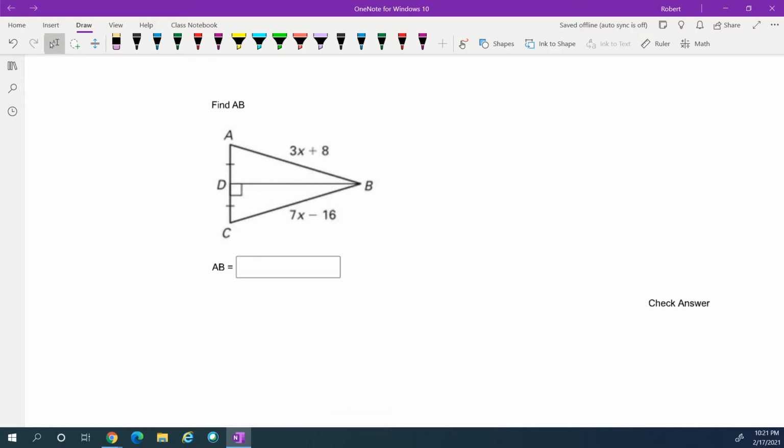Same exact question, the picture's just rotated. B is on the perpendicular bisector, so it is equal distance to A and C. 3x plus 8 equals 7x minus 16. So we're going to get our x's to the same side. 4x equals 6. And we're going to plug that back into AB. So 3 times 6 plus 8 looks like 18 plus 8 for our answer of 26.